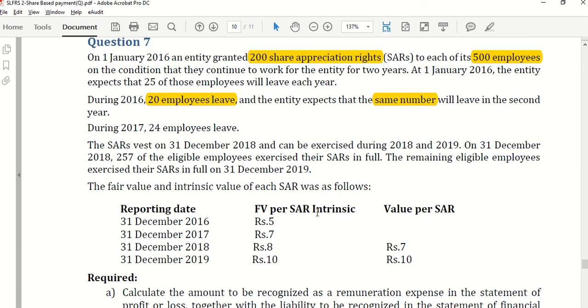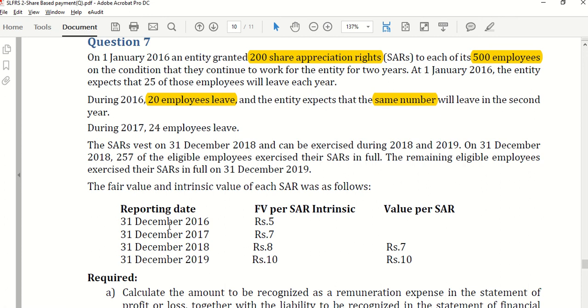Right, okay. So you have also been given the fair value. At the first year end it's 5, second year end 7, third year end 8 and fourth year end 10, and the intrinsic value is also given. So this should be the fair value per share appreciation right, and this wording should come here: intrinsic value per share appreciation right. This figure should come to this place, right? Intrinsic value as per the share appreciation rights, okay.